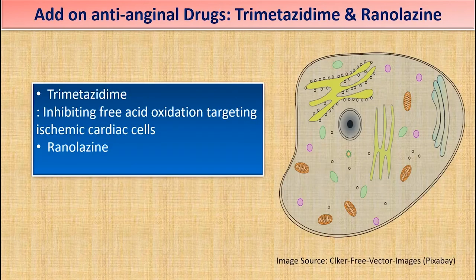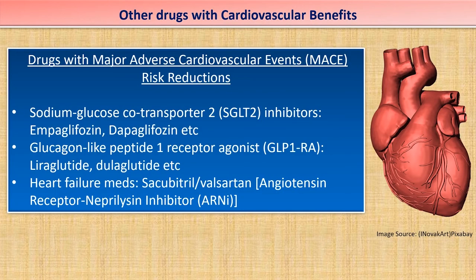The last agents that I would like to mention will be trimetazidine, the trade name is Vastarel, and ranolazine. These two agents are a bit unique compared to the other drugs that I mentioned because the mechanism of action is directly targeting the ischemic cardiac cells via free fatty acid oxidation inhibition. So the downstream effect is that it will improve the myocardial cell metabolism, which would indirectly improve the patient's angina symptoms.